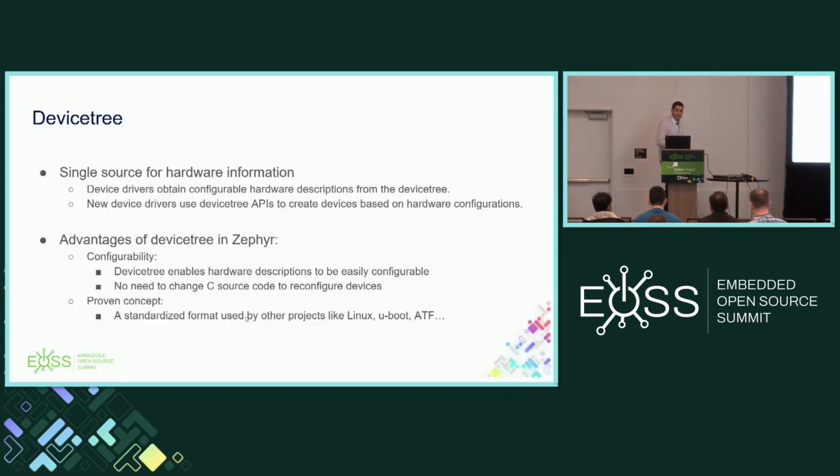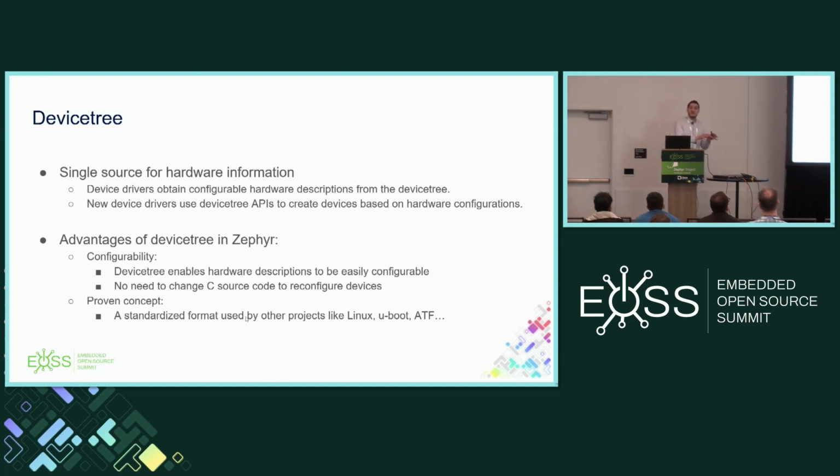So on the other side, the device tree. With the device tree, you have a single source for hardware information. You know everything about the hardware from a single file, called the device tree source. If you want to add a new device driver, you can just use the device tree to create them and use them. It has many advantages. It is for configurability, because device tree enables hardware description to be easily configurable. You can easily modify them, and you do not need to change the C code.